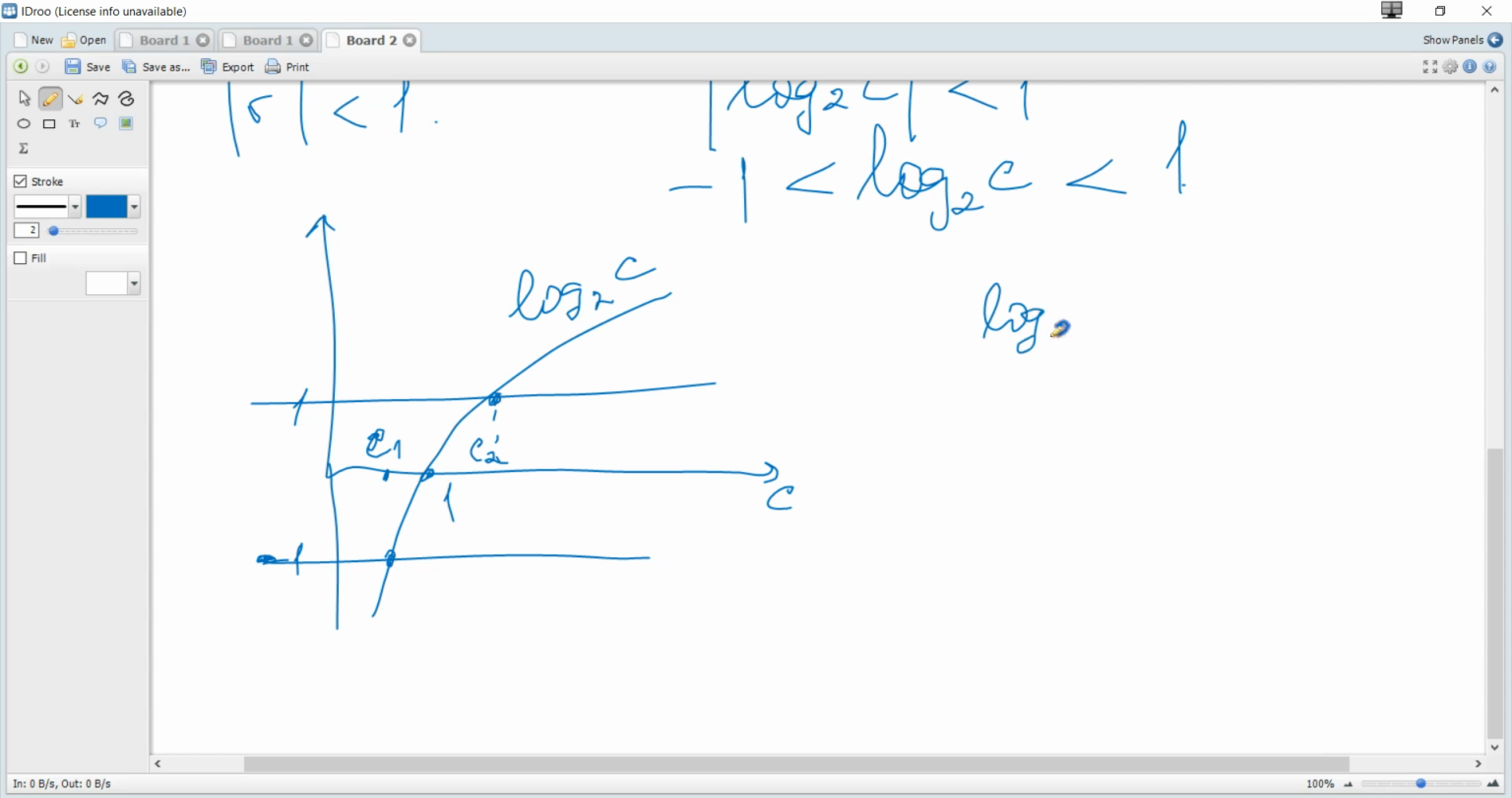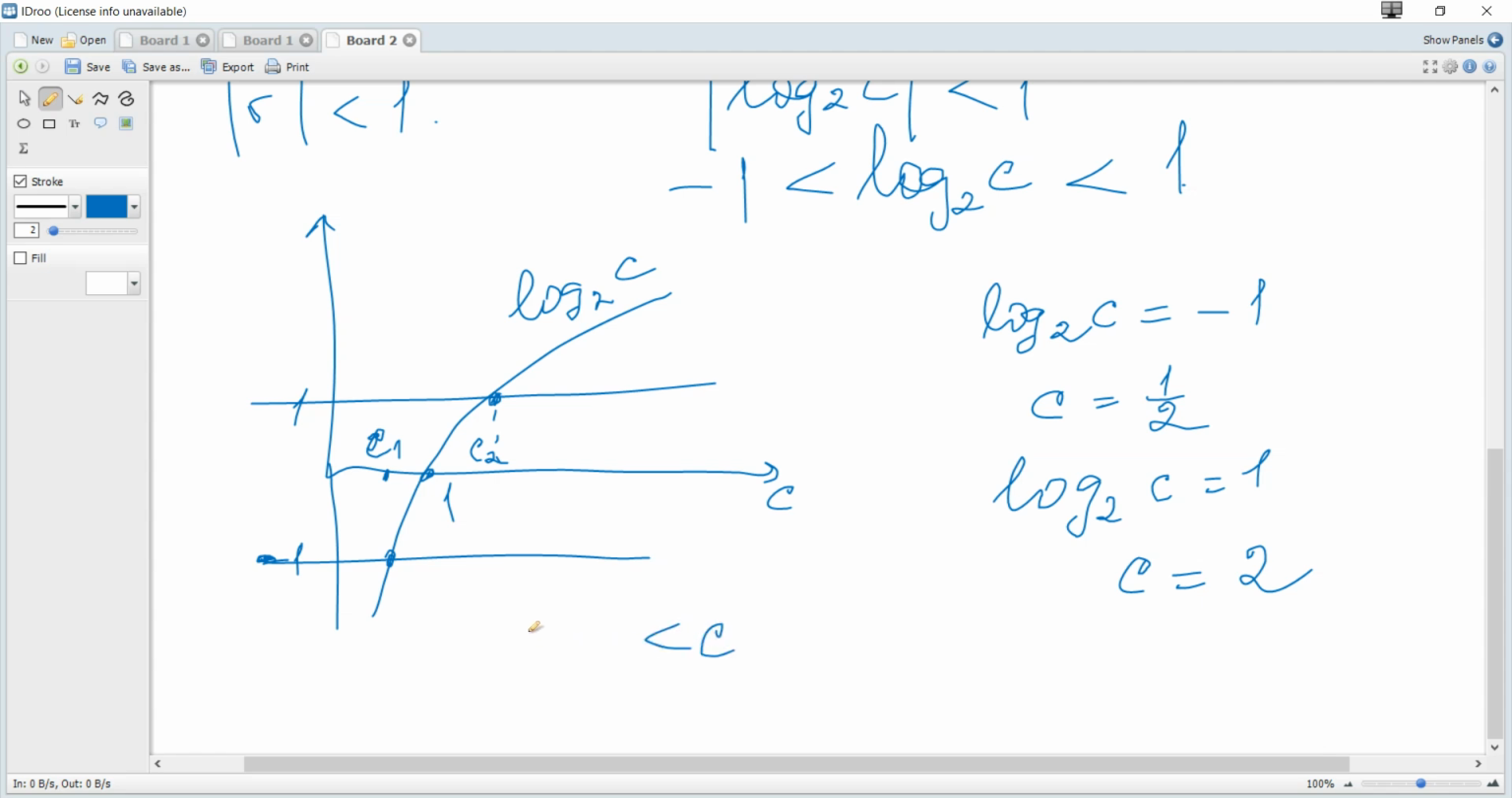C1 can be found as the point of intersection of log 2 C and -1, and by definition C is 2 to the power of -1, which is a half, and log 2 C is 1 gives C is just 2. Hence the solution is C is greater than half and less than 2.